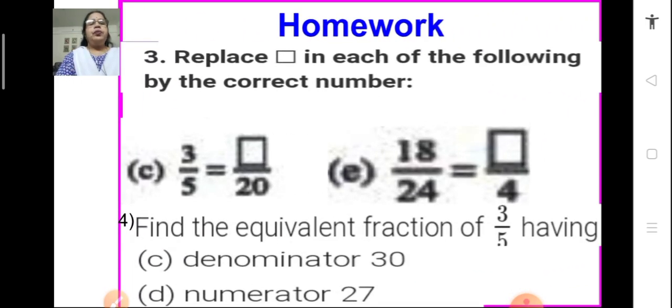Some of the questions which were not solved in our video lesson are given as homework. Please do this homework. They are very simple problems, and we have solved similar kinds of problems in our lesson. So it is problem number 3. Replace the dash in each of the following by the correct number. So 2 fractions are given and you have to fill the box. Both the questions are of the same type. Then question 4, find the equivalent fraction of 3 upon 5 having denominator 30 and numerator 27.